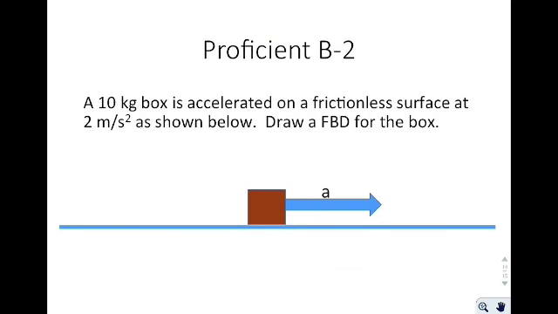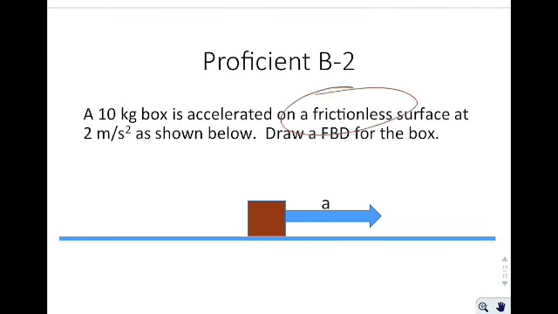Next, we say a 10 kilogram box is accelerated on a frictionless surface, okay, frictionless means no friction, at 2 meters per second squared. Draw a free body diagram for the box. So, the first thing I would do is I would say, all right, does the object have weight? It does because it has mass.